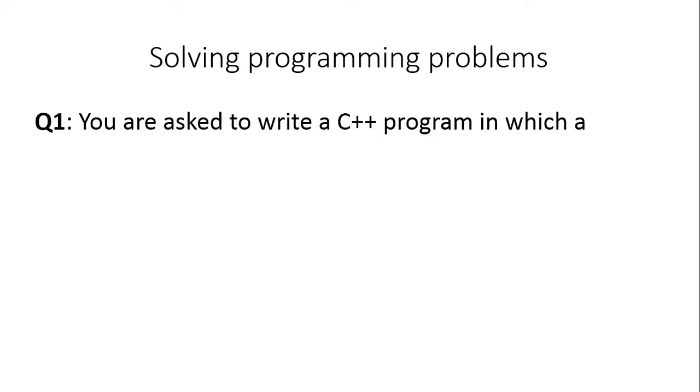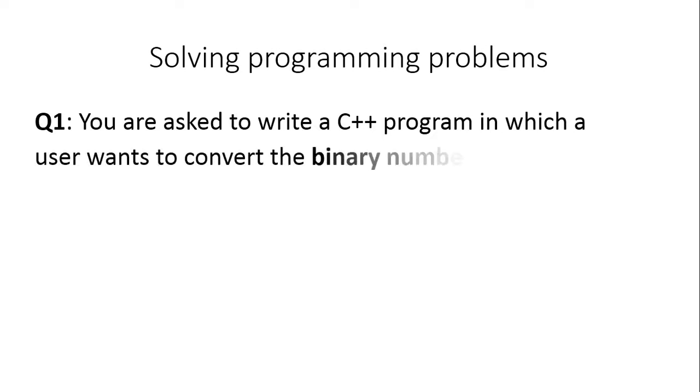You are asked to write a C++ program in which a user wants to convert binary numbers to decimal. See the highlighted area, the binary numbers we are talking about. It must accept only valid digits. For example, 3 is not a valid binary digit. So keep these things in mind.